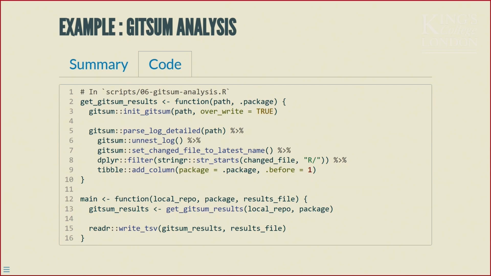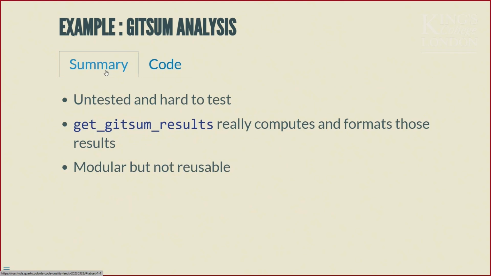Okay, so that's a function, and in one of the scripts, you'd do something like this. So you'd call that function, and then write whatever your analysis results are out to a file. That function in this particular script is untested, and it's hard to test. And it's probably poorly named. Some of the arguments were weirdly named as well. And so it's nested inside a script that can't then be used in other projects. So it's modular, but it's not reusable.